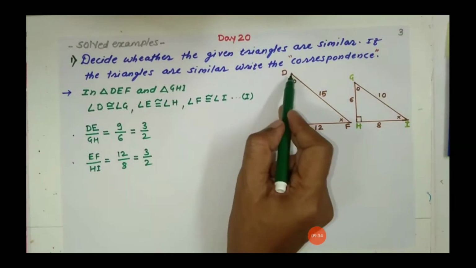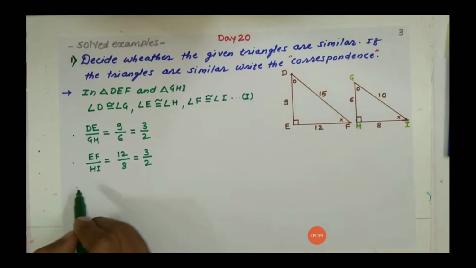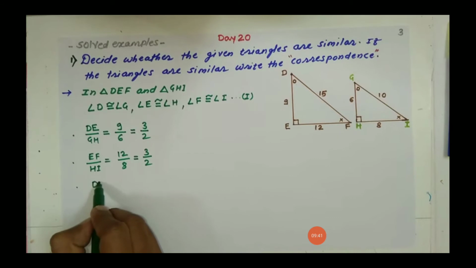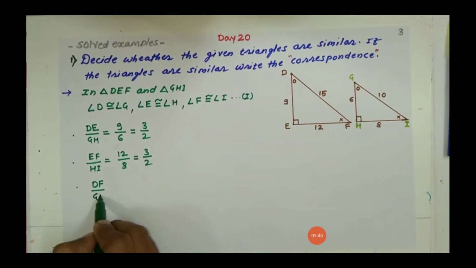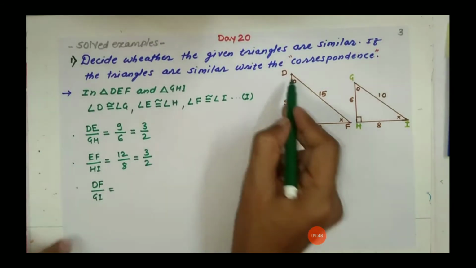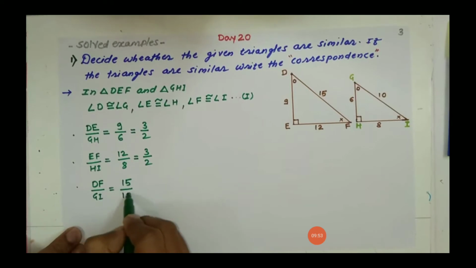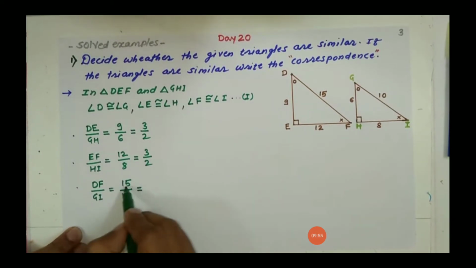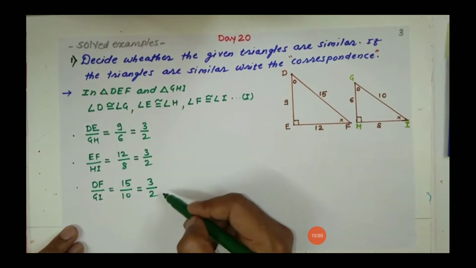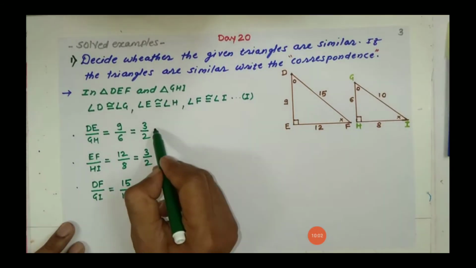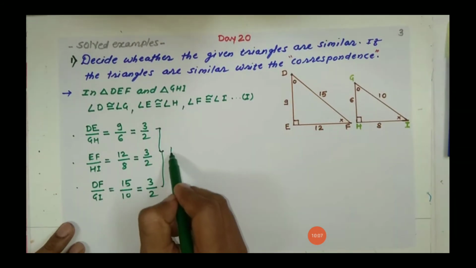And the last is the hypotenuse, DF upon GI. So the third one is DF upon GI. Okay, so we'll check the ratio now. 15 upon 10. So we should divide by 5. 5 3s are 15 and 5 2s are 10. Now all the ratios are equal. Okay, so this is your second statement. So I should write this is the second statement.